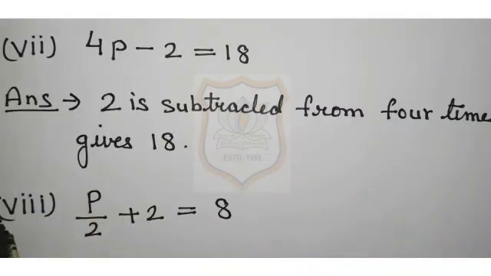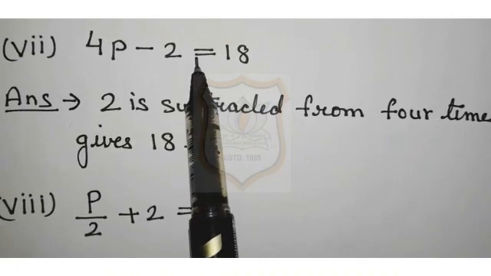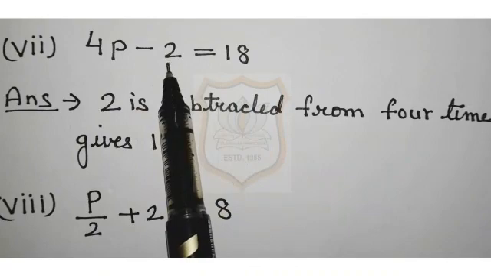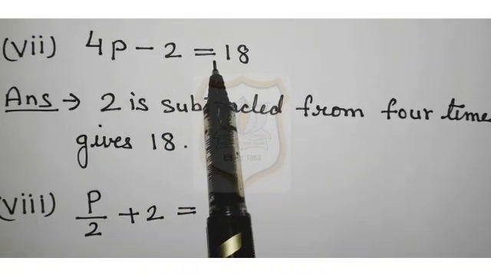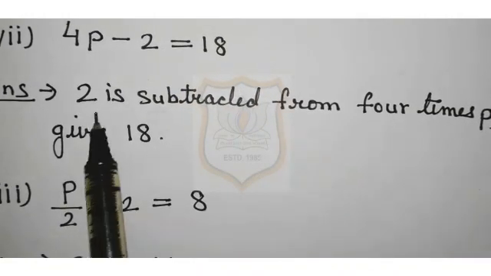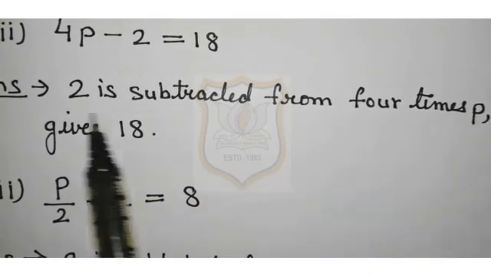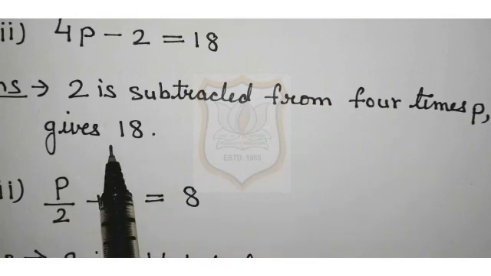Now let's write the statement of the seventh part, that is 4p minus 2 is equal to 18. It means 2 is subtracted from 4 times p and that gives you 18. In this way you have to write the answer: 2 is subtracted from 4 times p gives you 18.